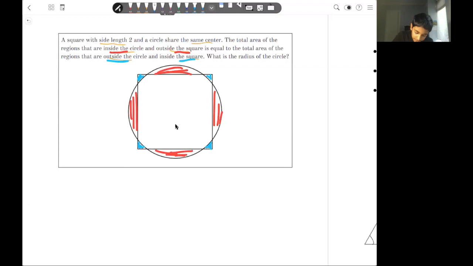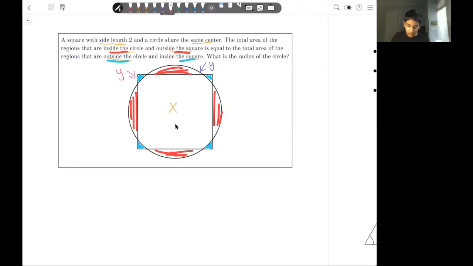So let's just say the area of this white region in the middle is x, okay? And let's just say the area of the red region. So all 4 red parts combined have an area of y. And let's just say that all 4 blue parts combined have an area of y too, right?